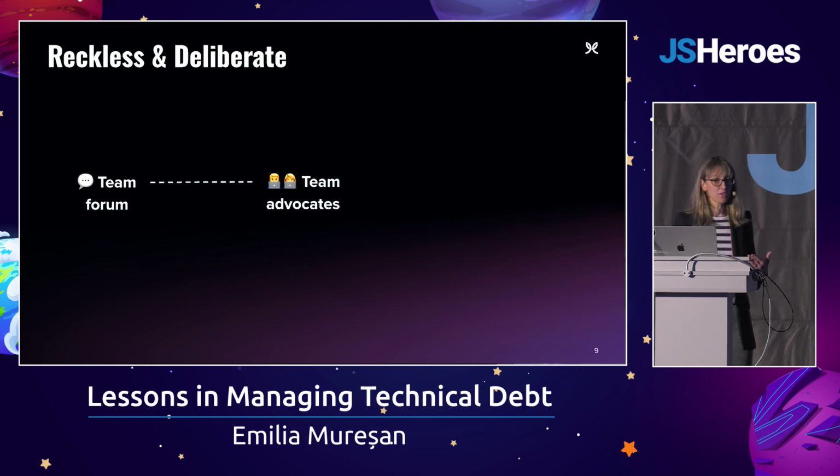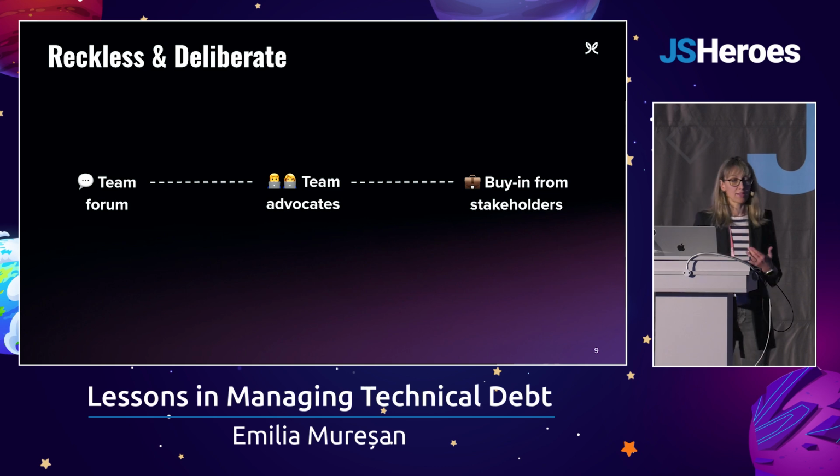Then, usually, team advocates, they can be technical leads, architects, or subject matter experts. Somebody that has a high degree of trust in the organization can take these discussions and get buy-in from stakeholders by listing the pain points and the advantages and disadvantages.